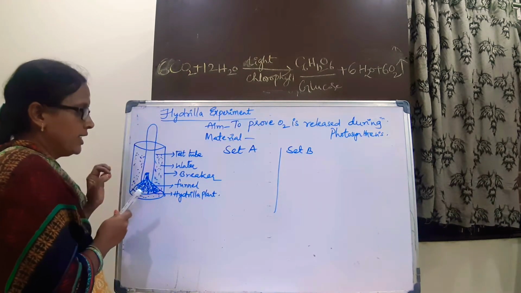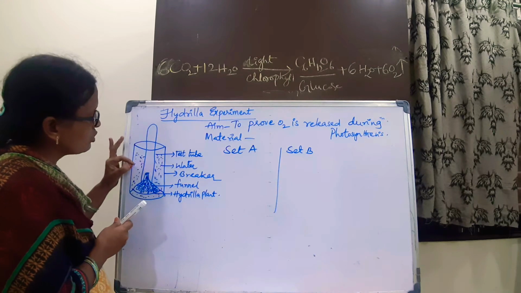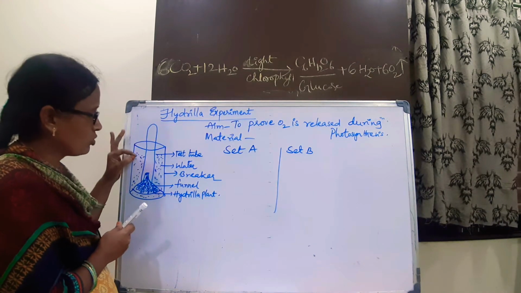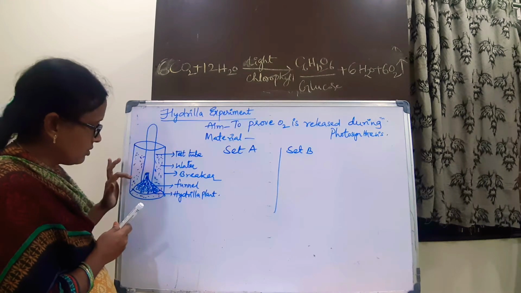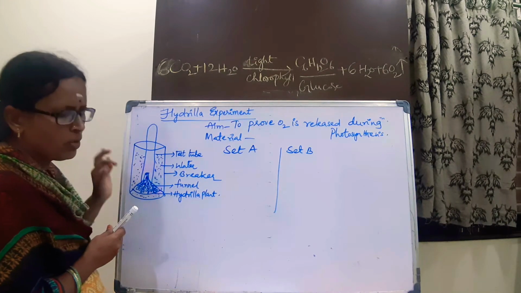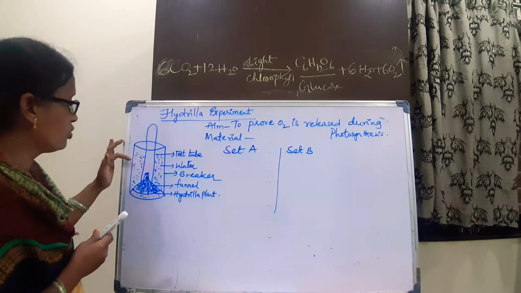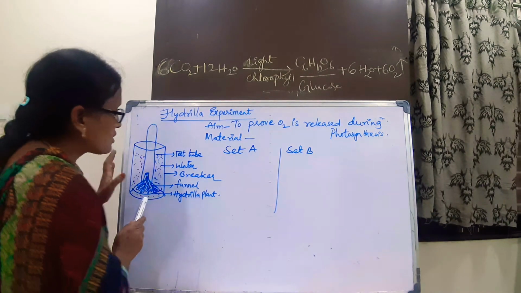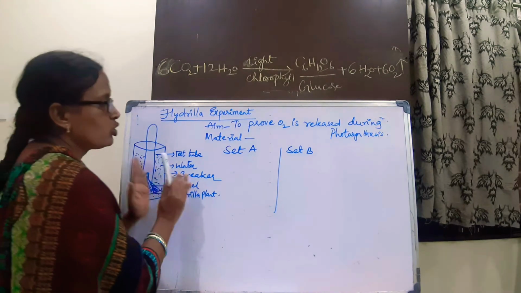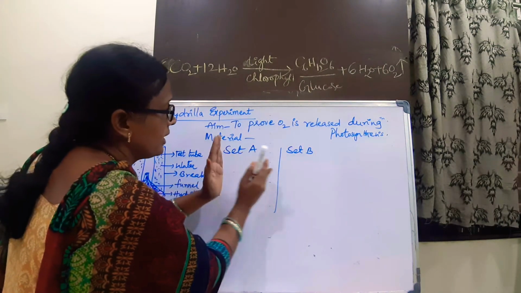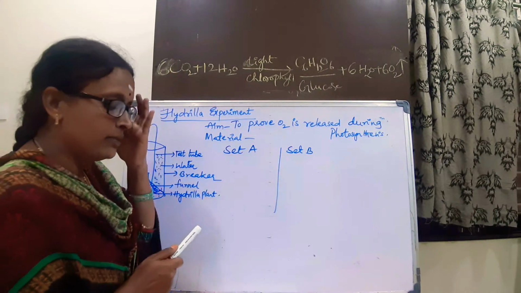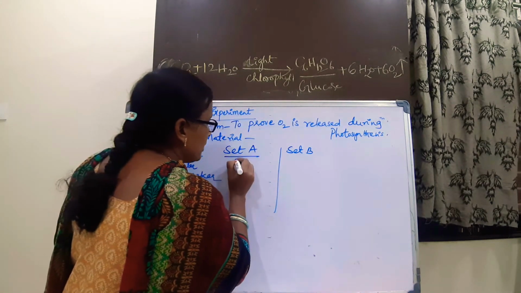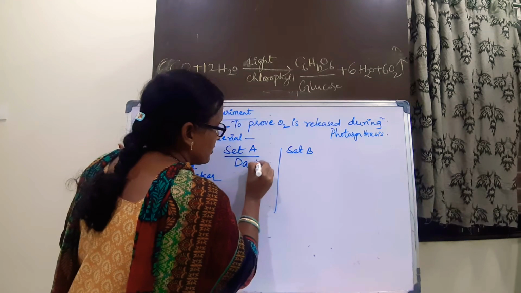We should remember that the level of water should be above the test tube, more than this funnel. We should not take only some amount of water. We should take more water in the two sets. Like this type of apparatus we are preparing two. One we call set A and the second is set B. Why are we taking two? Set A is kept in the dark room.